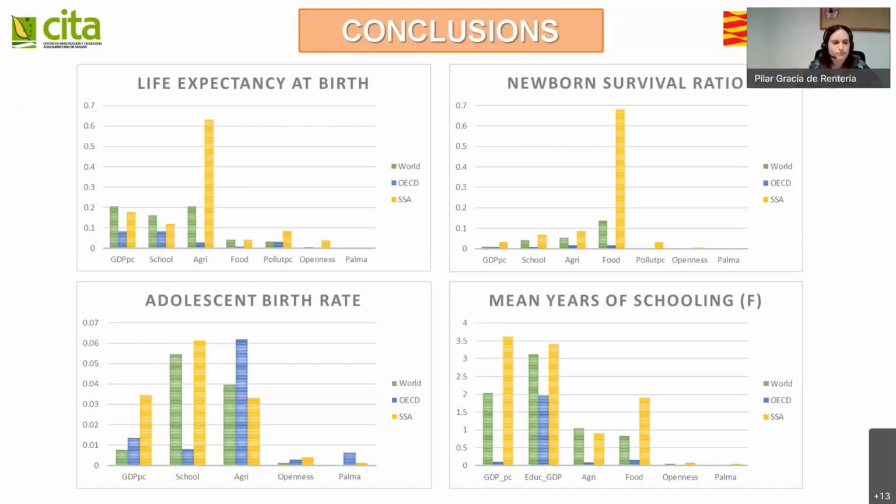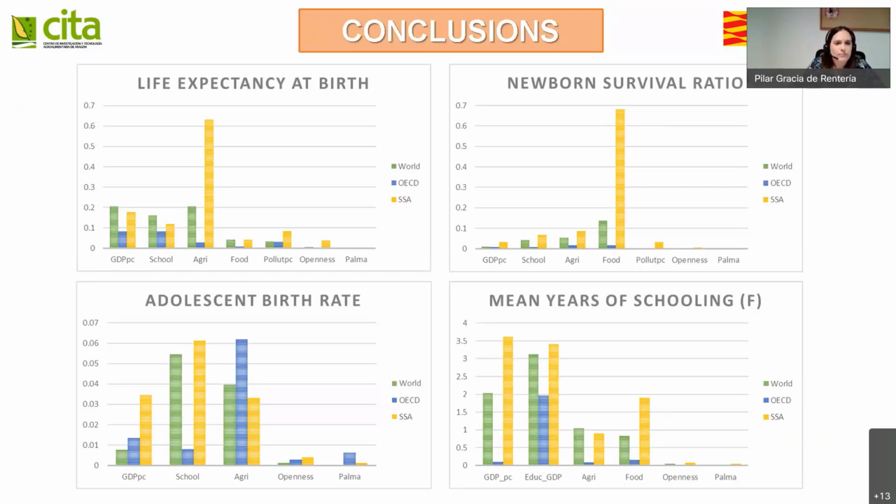And the second conclusion is that besides the significant effect of the GDP per capita on almost all indicators, the impact of other drivers, for example, the education driver or the food intake or the share of agricultural sector on GDP, have a similar or even a higher effect than the income level.